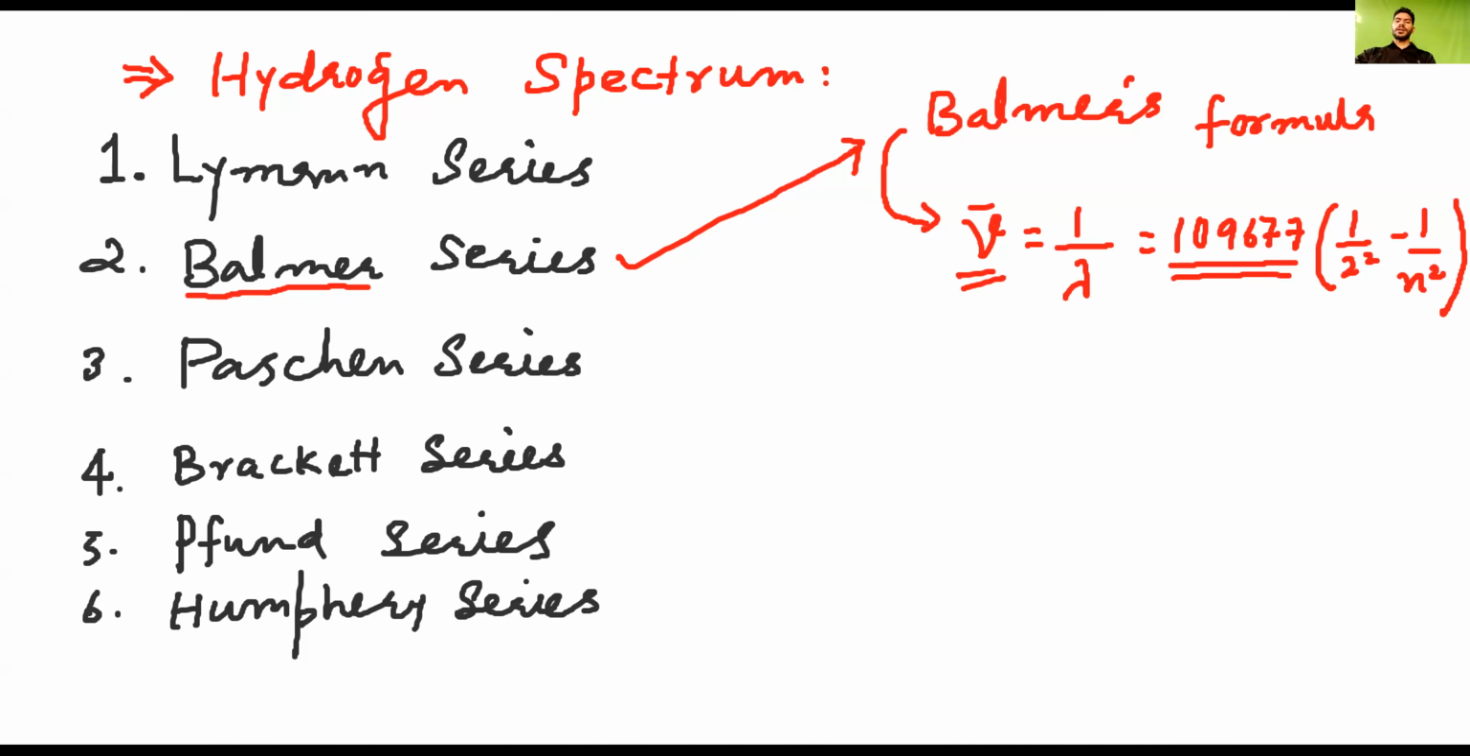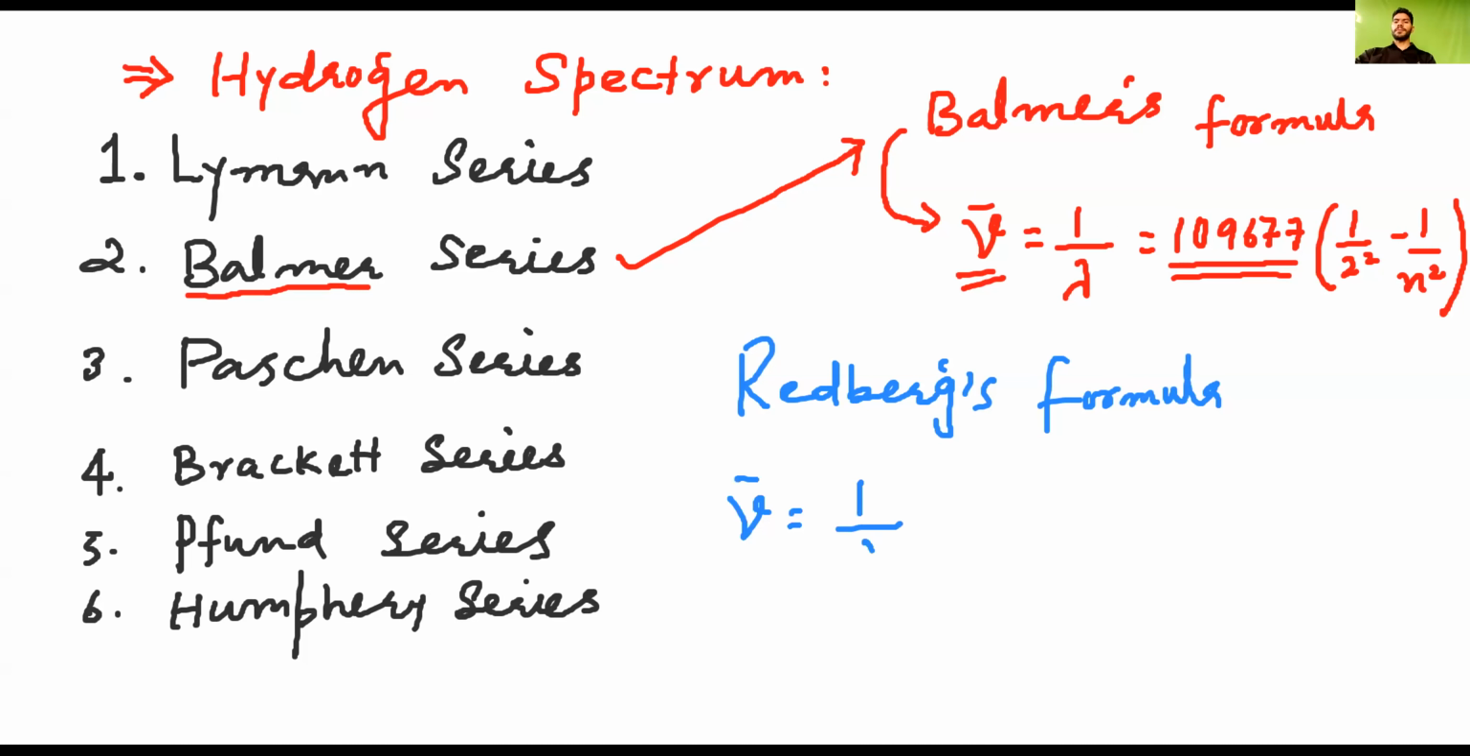So actually, another scientist came whose name was Rydberg. So he gave the formula known as Rydberg's formula. This is very important. Rydberg's formula, we can apply it anywhere on all these series. So Rydberg formula is what? That is same nu bar, that is the wave number. It is equal to 1 by lambda. And that is equal to Rydberg constant, that is RH, and then 1 upon n1 square minus 1 upon n2 square.